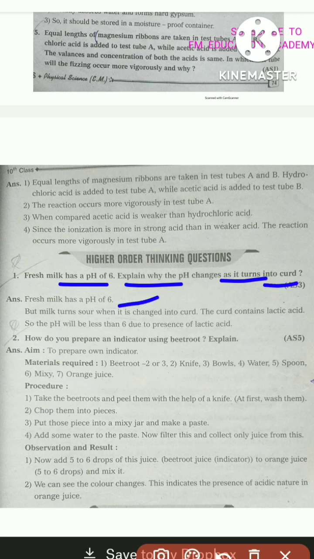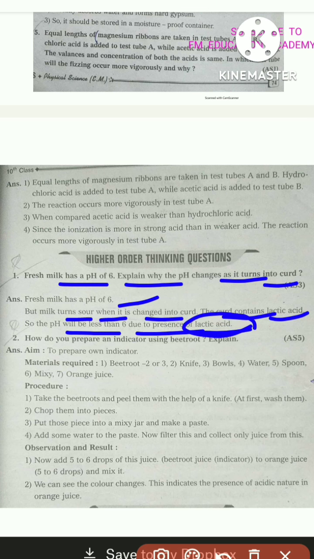Fresh milk has a pH of 6, but milk turns sour when it changes into curd. The curd contains lactic acid, so the pH will be less than 6 due to the presence of lactic acid. We know that, right? Acid will make the pH less. So actually fresh milk pH is 6, but as lactic acid is formed, the pH will become less than 6. Next question, how do you prepare an indicator using beetroot?